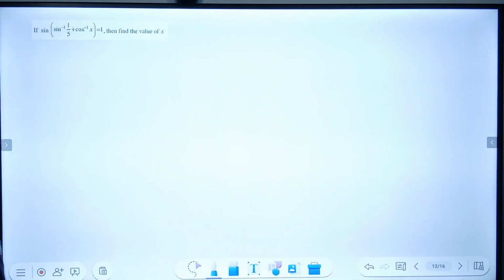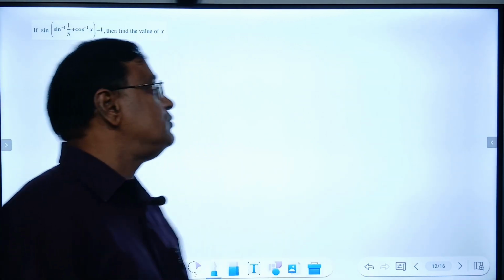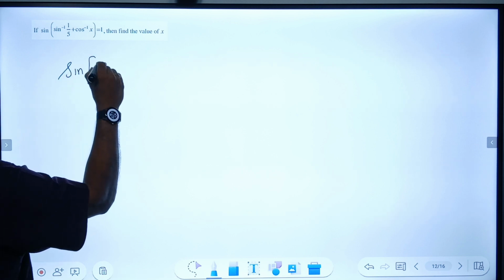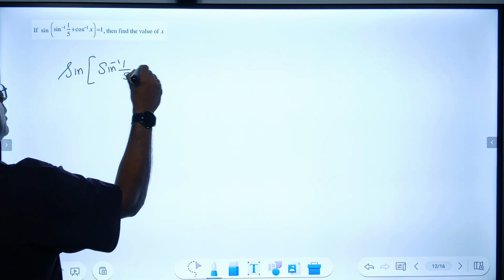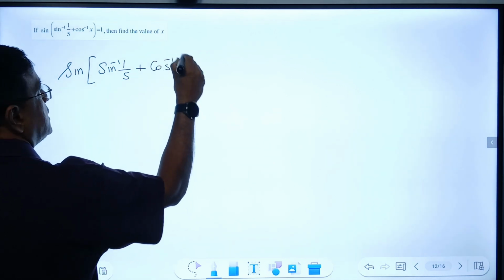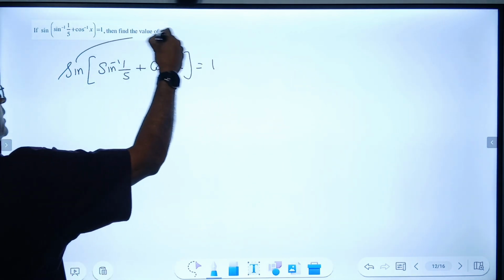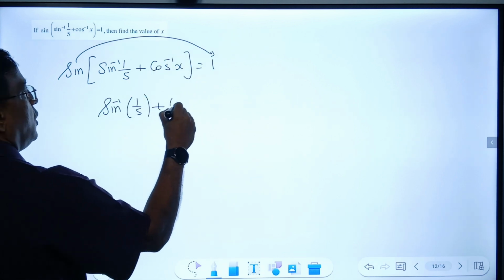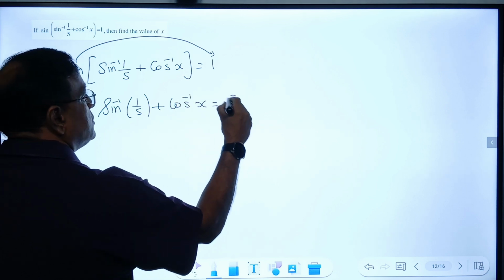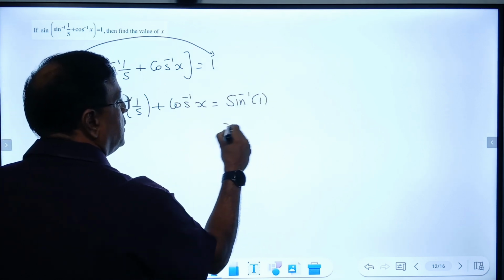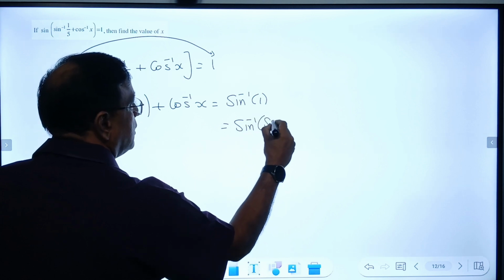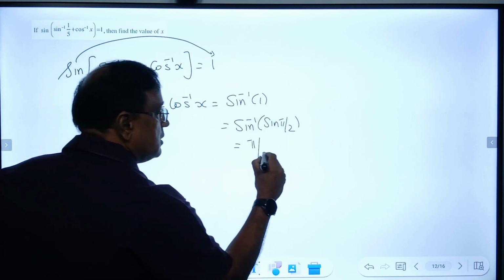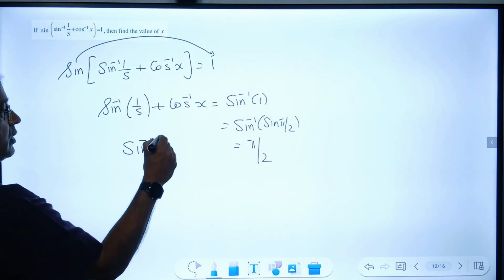Now let's go to this next question. This is also a very, very simple and very beautiful sum. This is sine of sine inverse 1 by 5 plus cos inverse x equal to 1. Take the sine that side. What do you get? Sine inverse of 1 by 5 plus cos inverse of x equal to sine inverse of 1. But sine inverse of 1 is nothing but sine pi by 2. Sine pi by 2 is 1. And sine inverse of sine pi by 2 is pi by 2. Correct?